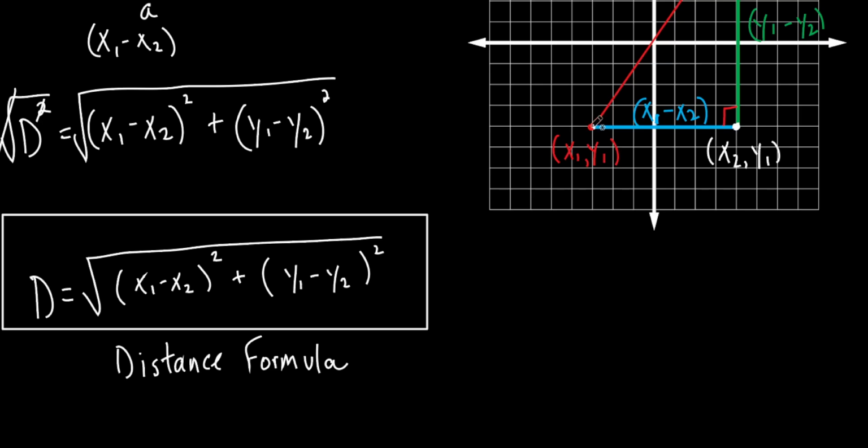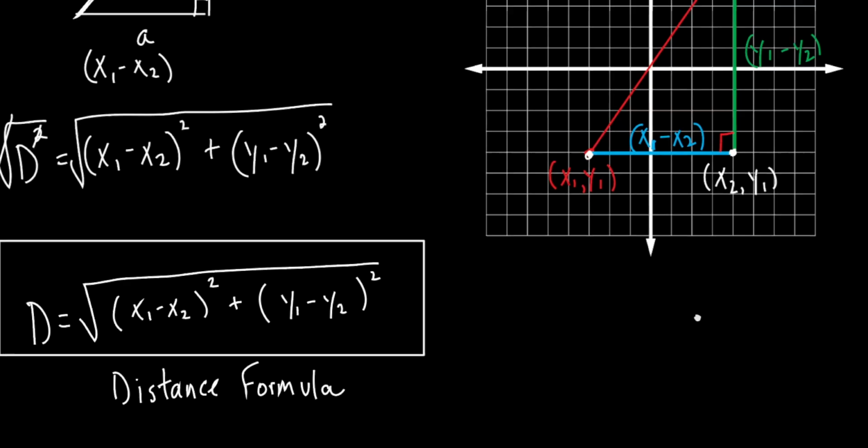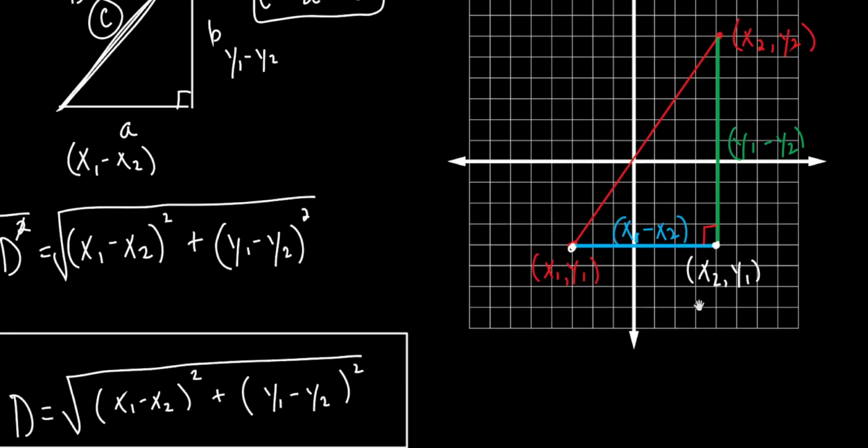So they're going to actually give you these points with numbers, okay? They're not just going to give you x1, y1. All right, and so we want to find the distance between those 2 points. That's what we're trying to do. Does that make sense? So that's the distance formula.